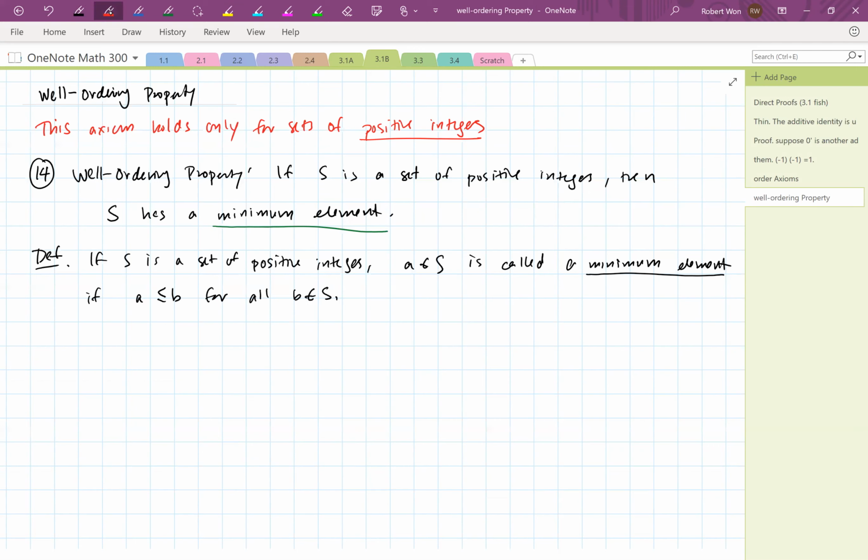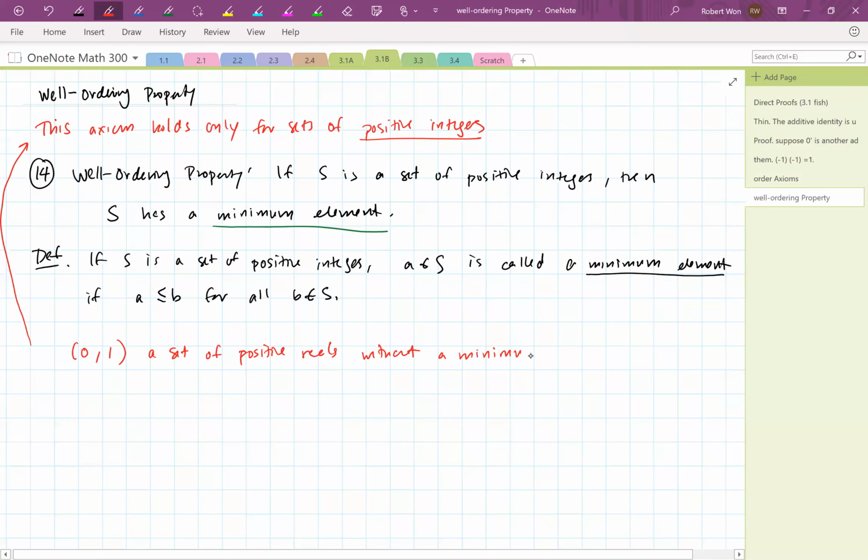Okay, and this morning I said this axiom is only true for sets of positive integers. So if you take the open interval (0, 1), this is a set of positive real numbers without a minimum element. Which is why I'm saying that this only holds for sets of positive integers, but it's the last axiom that we're going to use in this class, I'm pretty sure. Let me just check the sheet. Yeah, this is the last axiom in the class. And since we just defined positive things, I might as well add it here so we have our full set of axioms now.